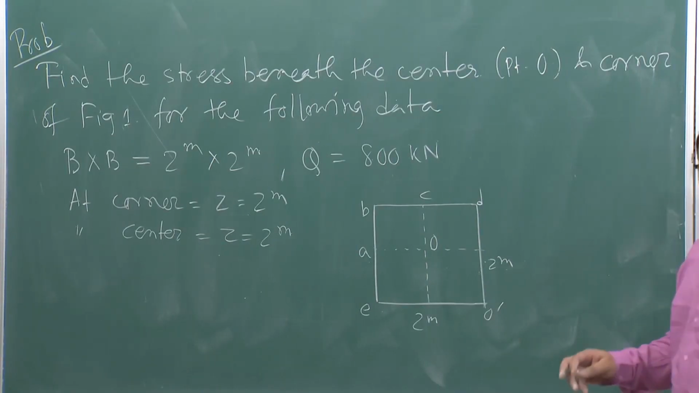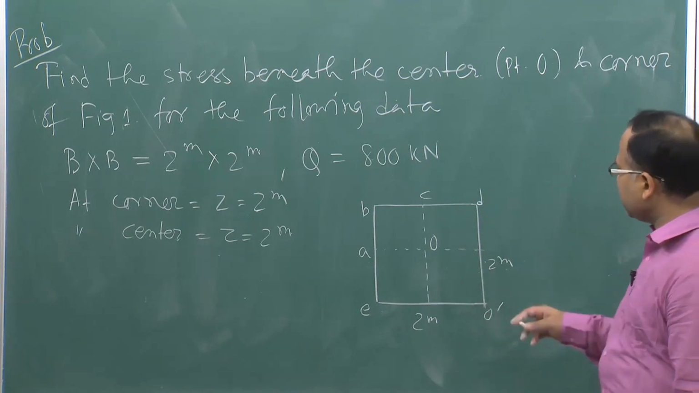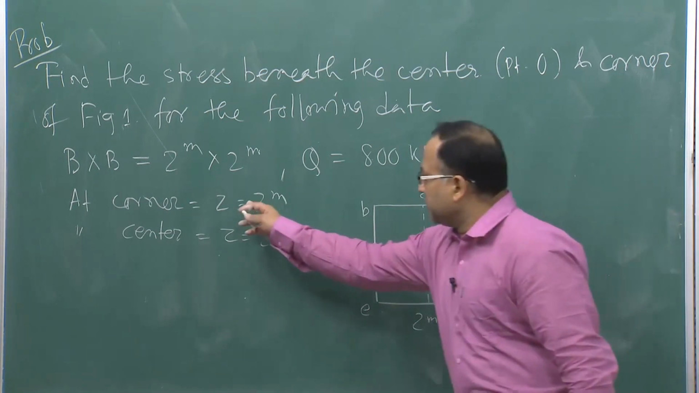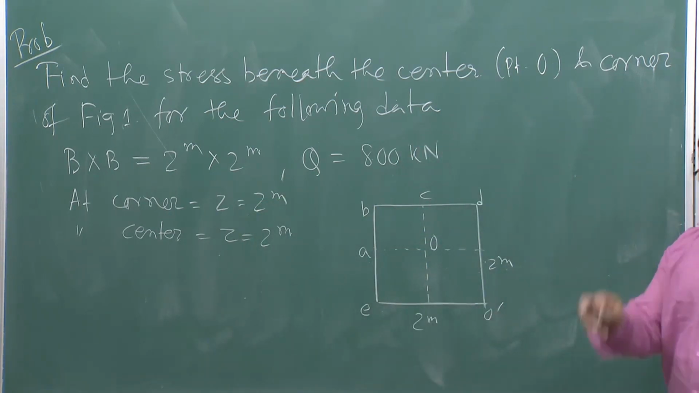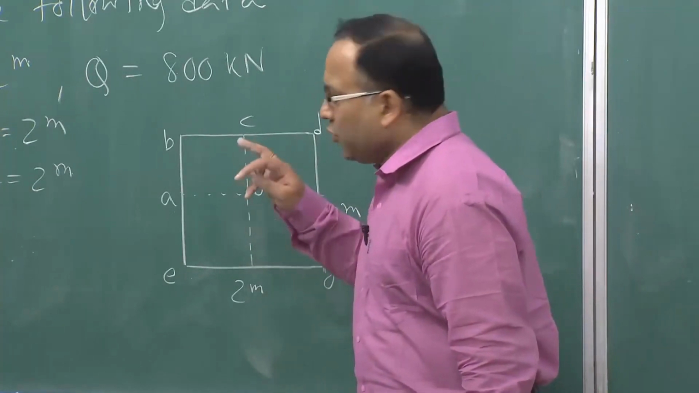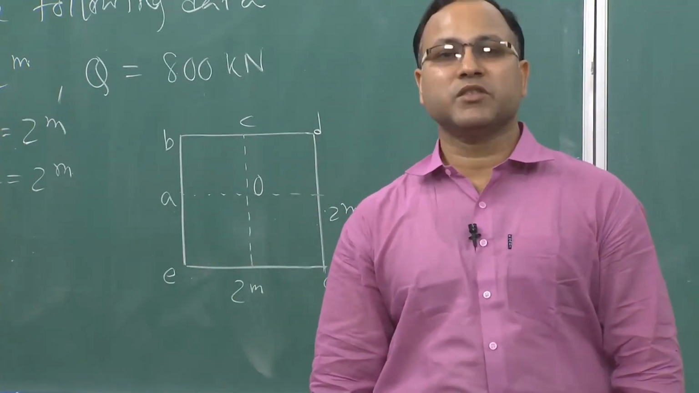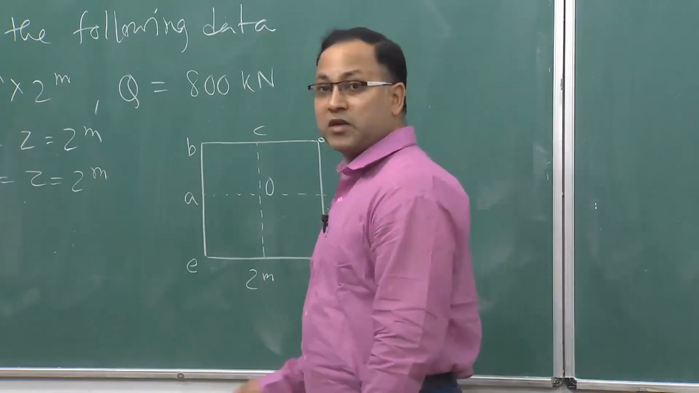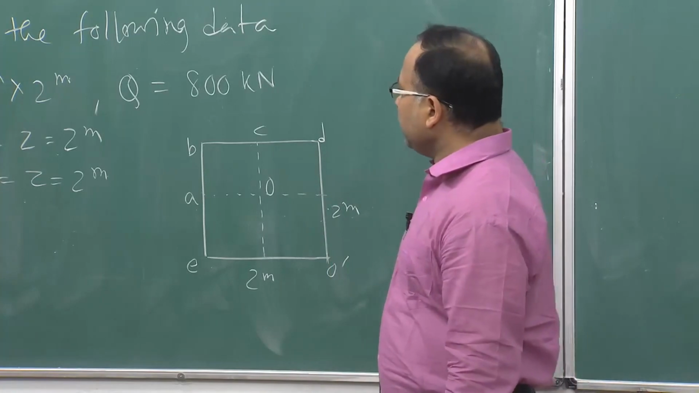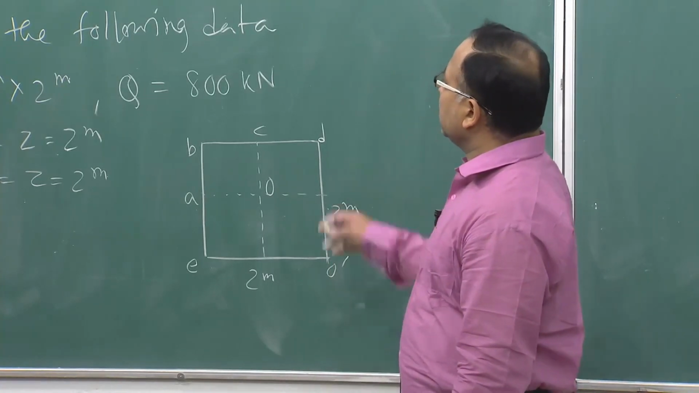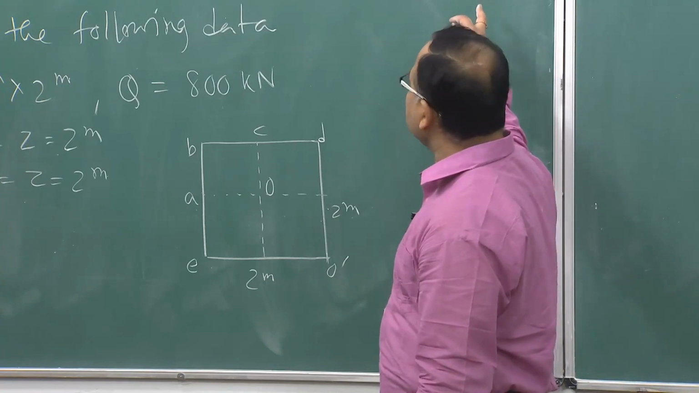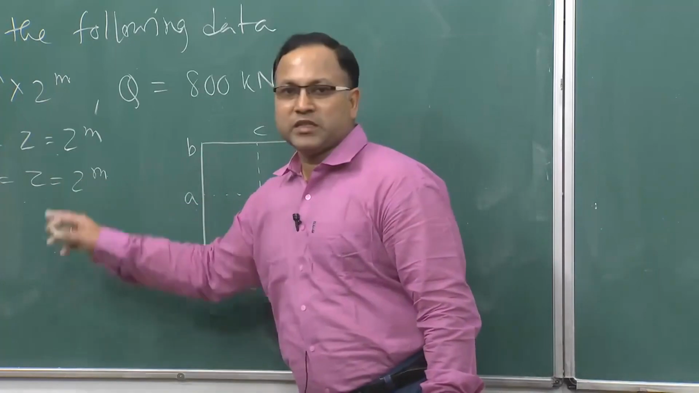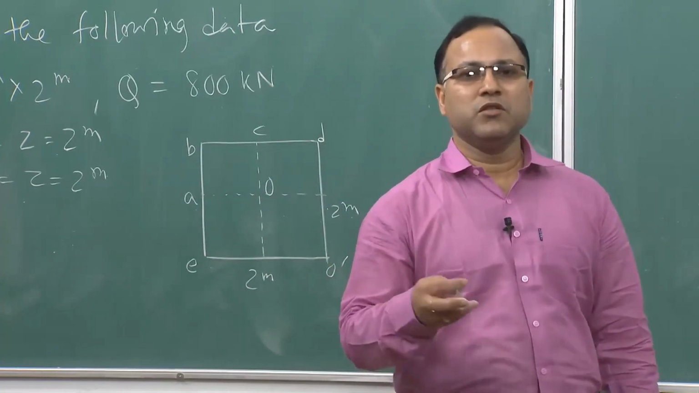Now, you need to find out the stress beneath the center, center means beneath the point O, at depth Z equal to 2 meter. So, at 2 meter depth just below the center you need to calculate the stress by using the concept whatever you have learned so far, and you need to find out the stress beneath the corner. Beneath the corner means at any corner you consider, at the same depth, depth equal to 2 meter.